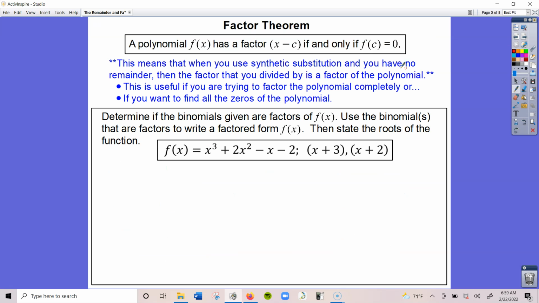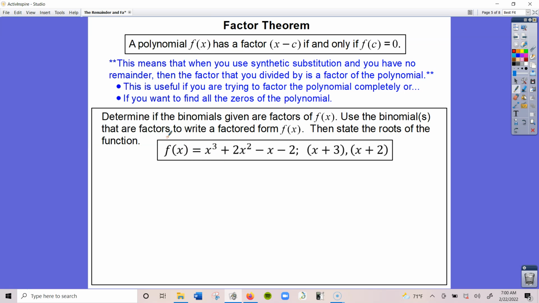Now, moving along, we're going to go into our factor theorem, which is actually an extension of the remainder theorem. Now, the factor theorem is basically saying that if I go through my synthetic division, and if I get 0 as a remainder, then that means that that particular factor that I divided by is a factor of the polynomial, and you can use that to write your polynomial in factored form. If we get a remainder that is not 0, then that means that that particular factor is not a factor of the polynomial, and you cannot use it to completely factor.